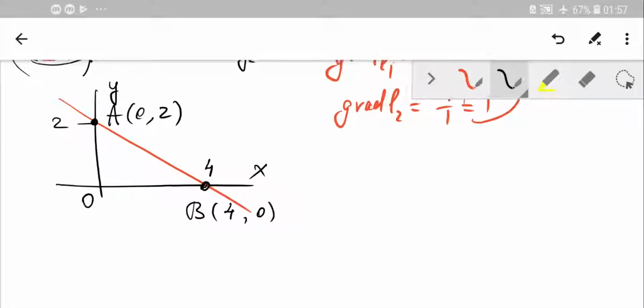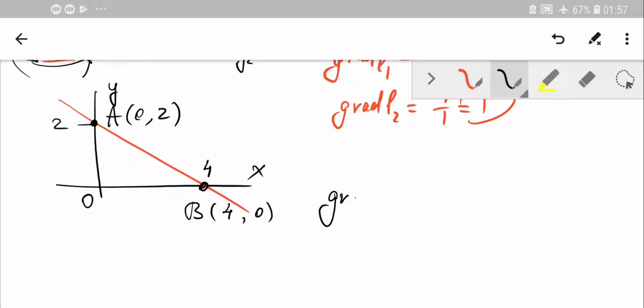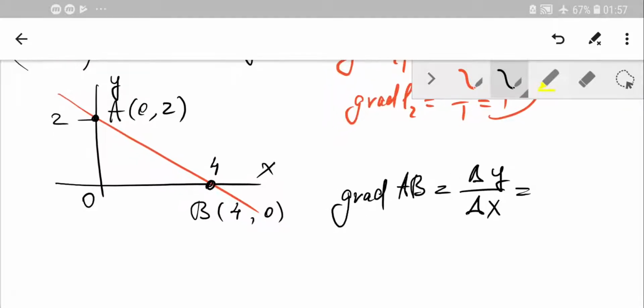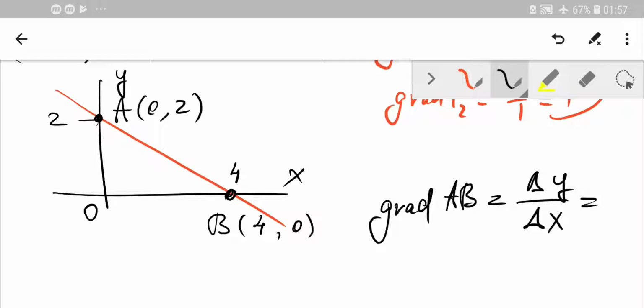How do we calculate the gradient one more time? The gradient of segment AB is simply the change in y over the change in x. So we can say that the change in y is here and the change in x is here. Let's say we start from point A and move down along segment AB. So we start from point A and finish at point B.